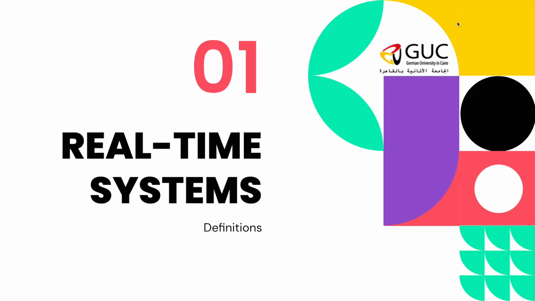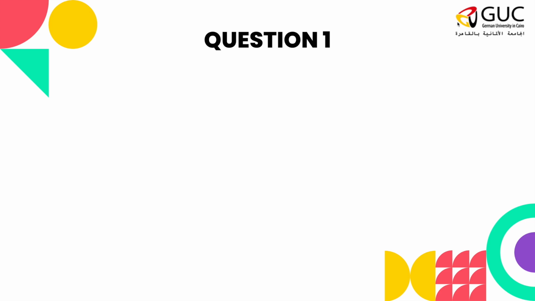So in the first part of the tutorial, we'll be tackling some important definitions regarding real-time systems and real-time embedded systems. You need to know them by heart, but do not memorize them. You can express these definitions in your own words. There are some keywords that must be present in your solution. However, you can express these keywords using your own words. And let's start with the first definition and let's define what is a real-time system.